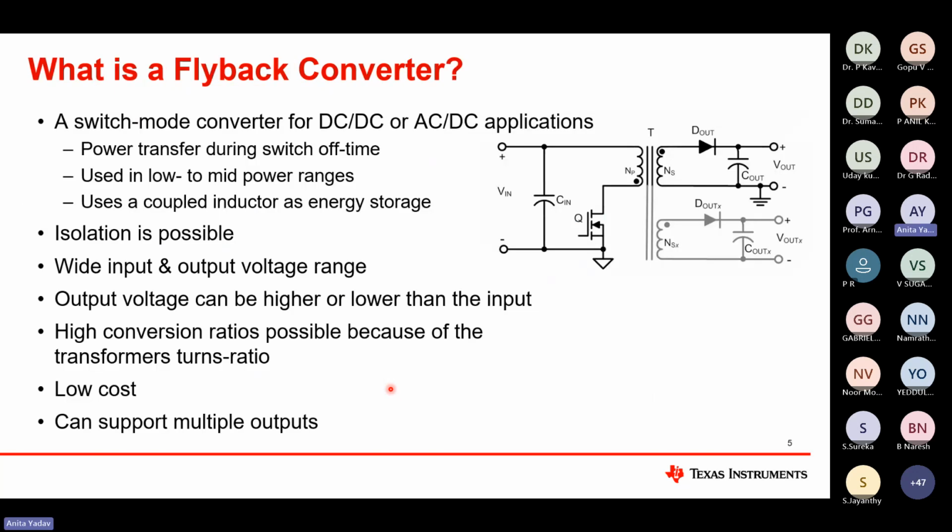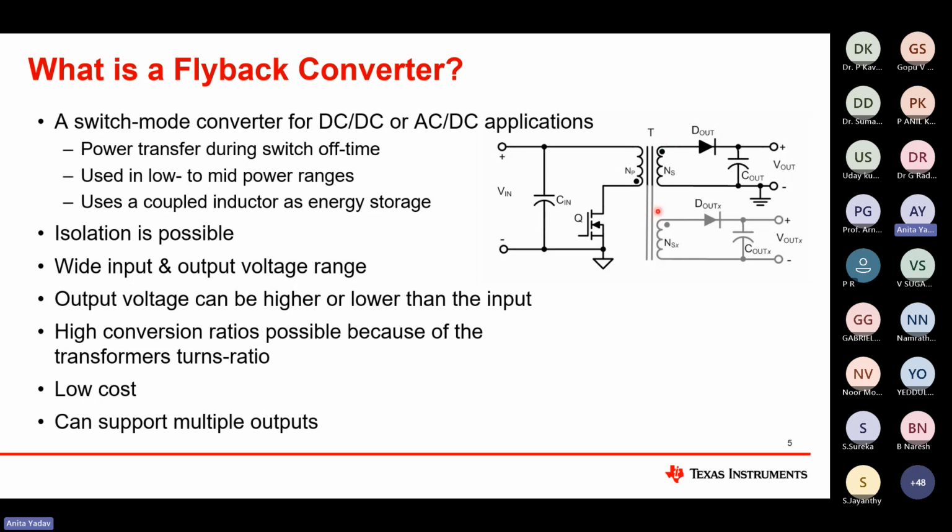Now, coming back to what a flyback converter is. A flyback converter is a switch mode converter basically for DC to DC or AC to DC applications, and it has a transformer in between. Transformers, or some people use the terminology coupled inductor. So what happens is, during FET turn off, energy gets transferred from primary to secondary, and when the FET is turned on, energy gets stored in the transformer. Just the basics: as we have the transformer here, it allows us to provide isolation.